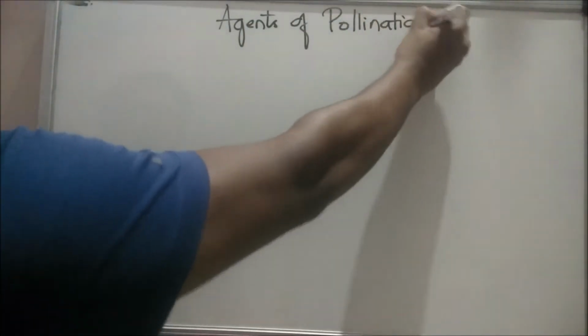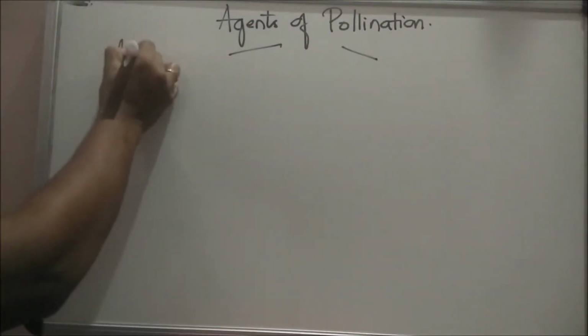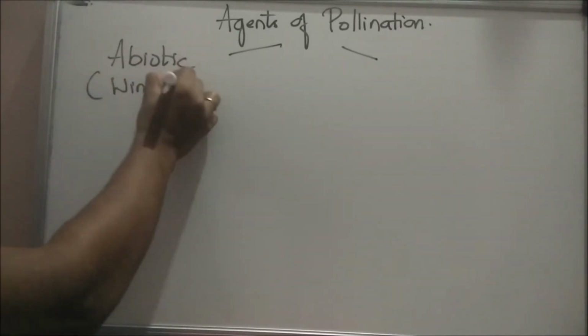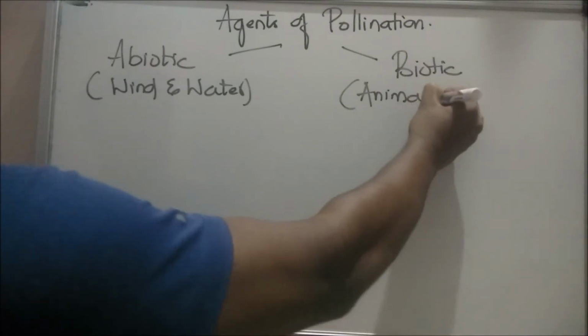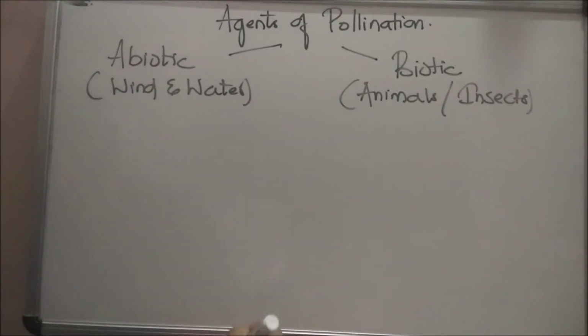Now let's learn about agents of pollination. There are 2 agents of pollination: abiotic and biotic. Abiotic examples are wind and water. Biotic examples are animals and insects.